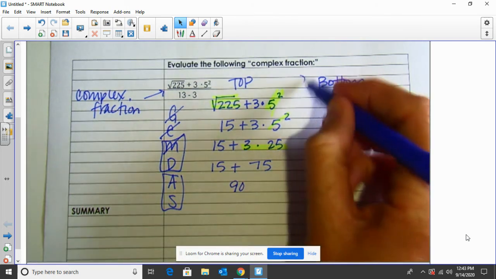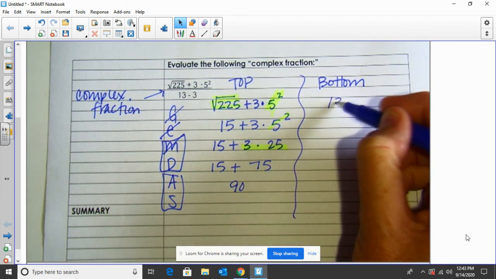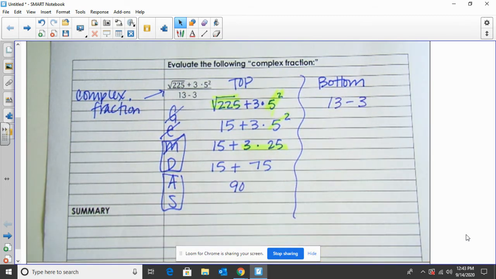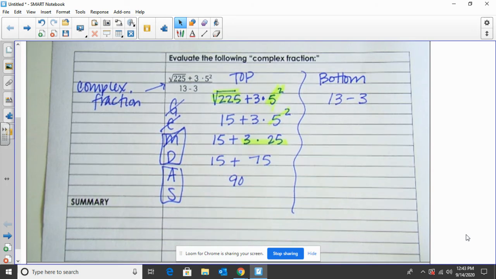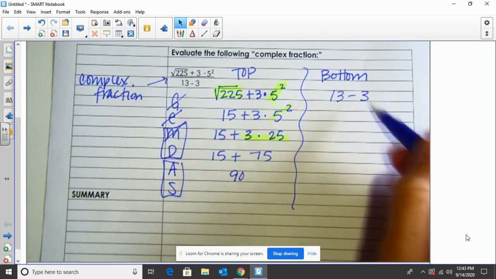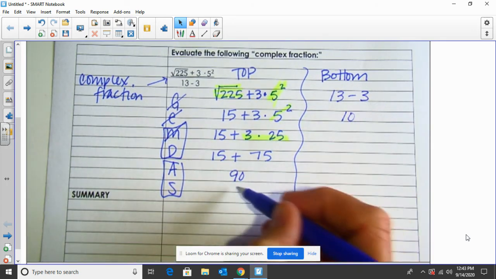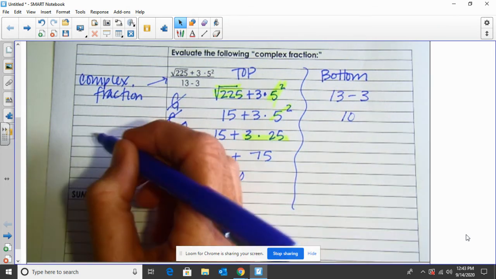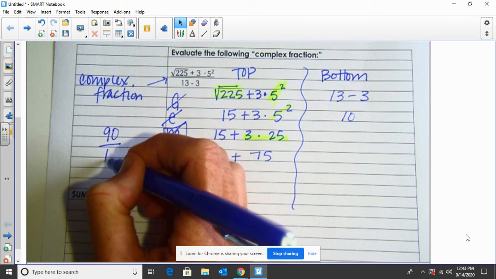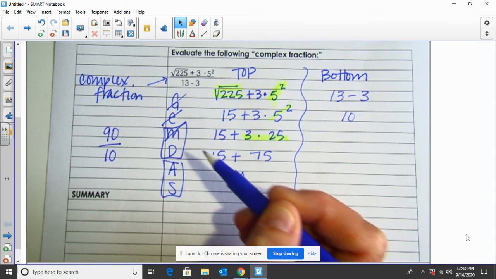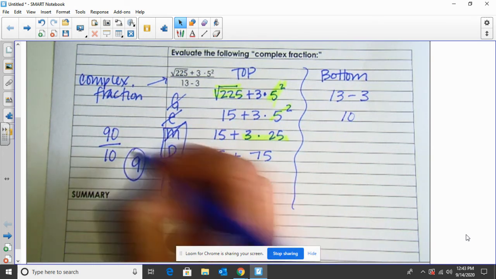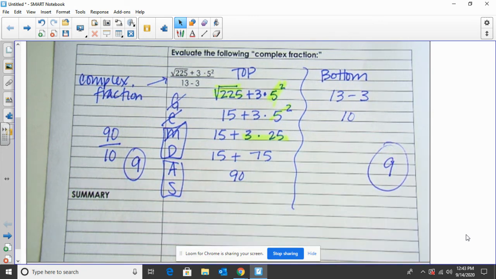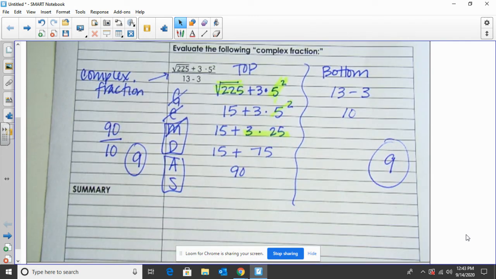Okay, now the bottom is just 13 minus 3. So I don't really have to follow any fancy order of ops here because it's one step. 13 minus 3 is 10. So this is the answer to the top. This is the answer to the bottom. So your final step will be the top divided by the bottom. And 90 divided by 10 is 9. So your final answer to your question is 9.